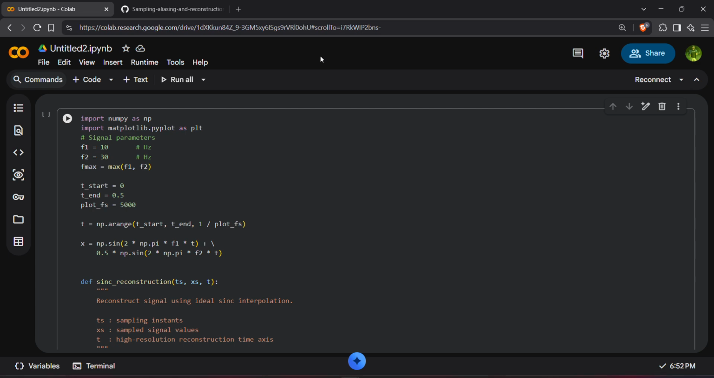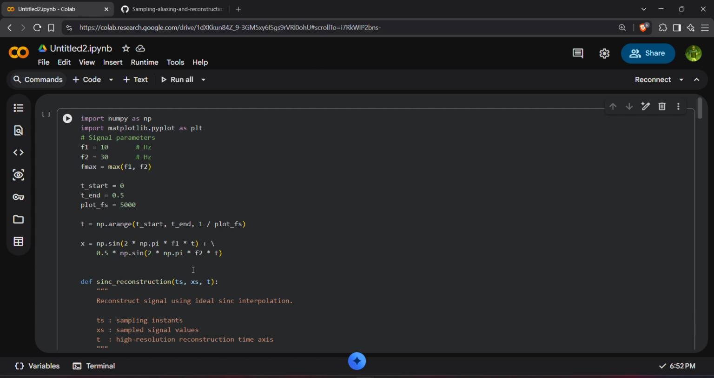Sir, today I am presenting experiment number 3: sampling, aliasing and reconstruction. The main objectives of this experiment are to verify the sampling theorem, observe the effect of aliasing, reconstruct a sampled signal using sinc interpolation, and compare the original and reconstructed signal in both the time and frequency domain. I am using Python, Google Colab for Jupyter.